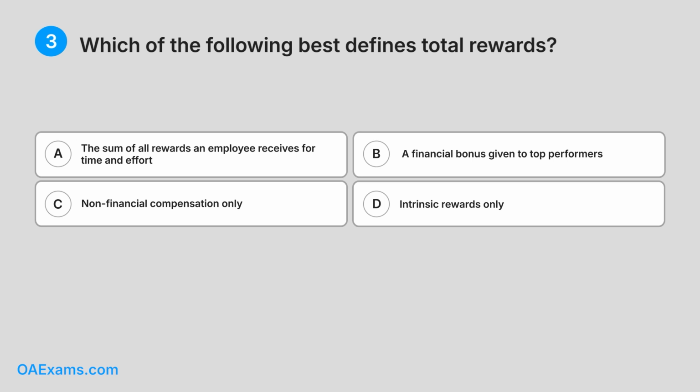3. Which of the following best defines total rewards? A. The sum of all rewards an employee receives for time and effort. B. A financial bonus given to top performers. C. Non-financial compensation only. D. Intrinsic rewards only. Can you guess the answer?